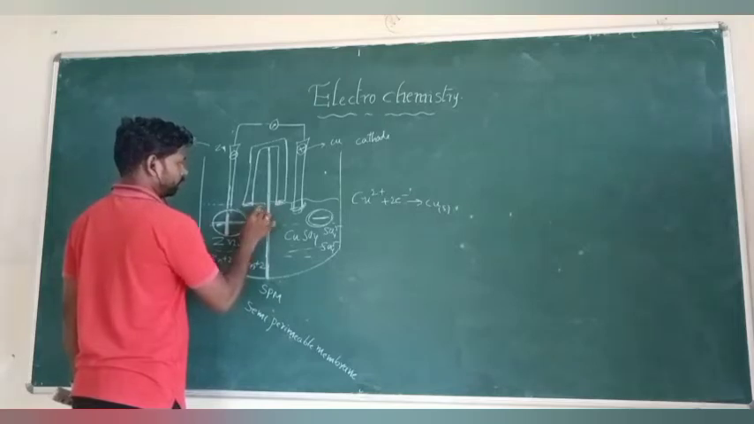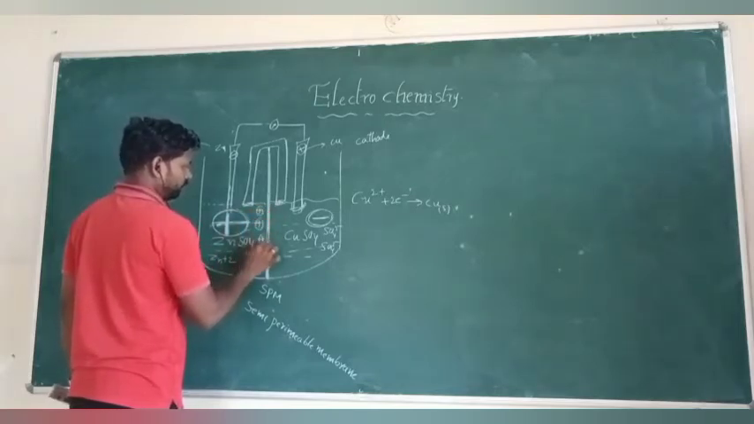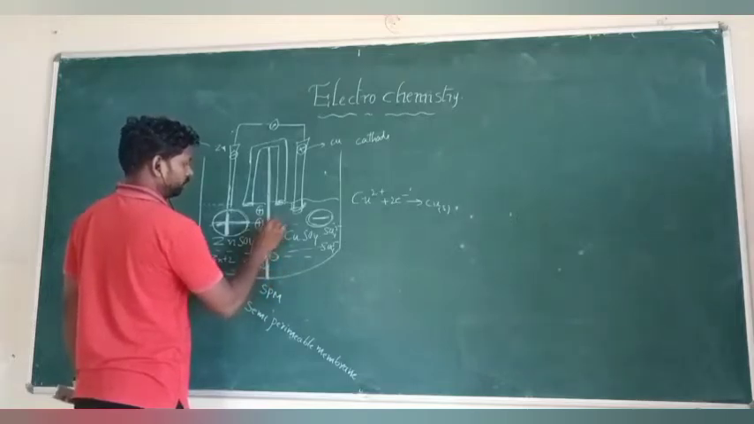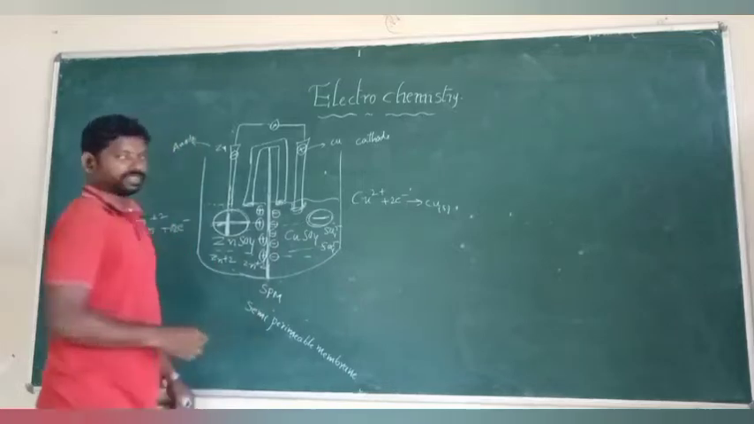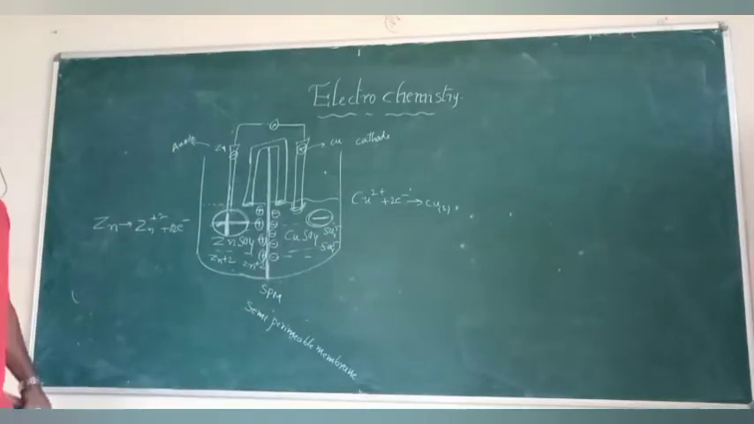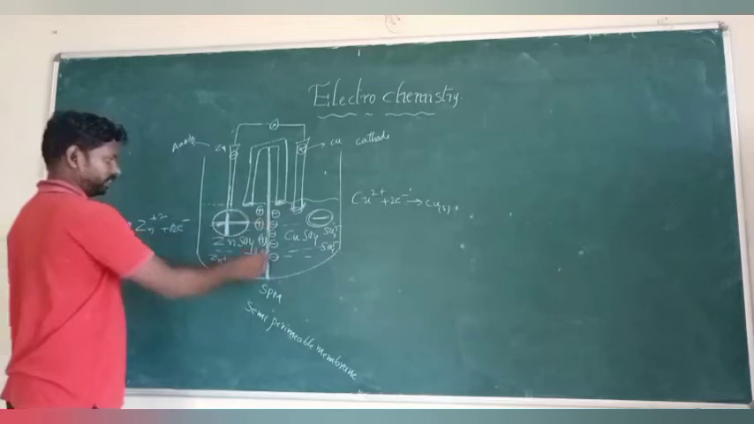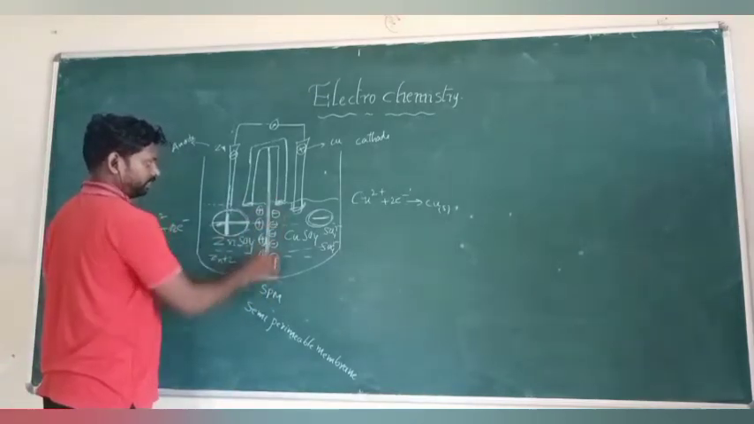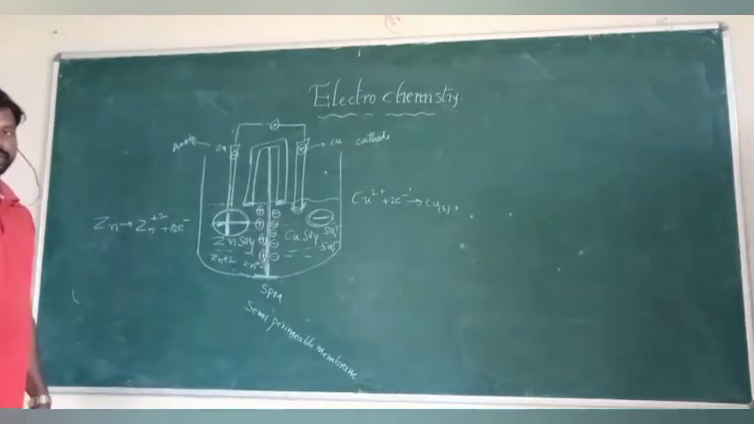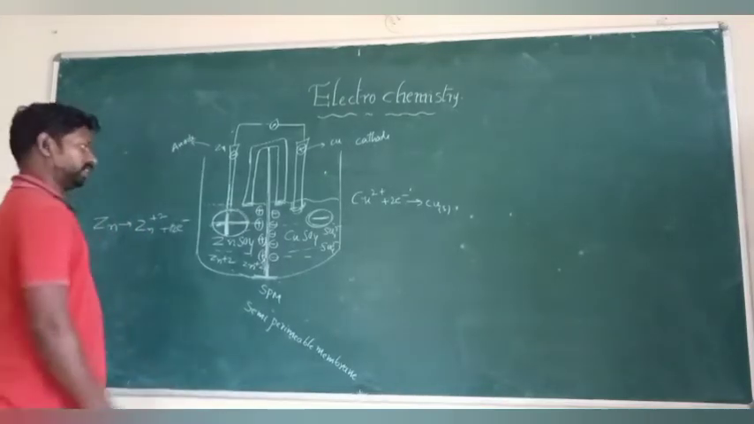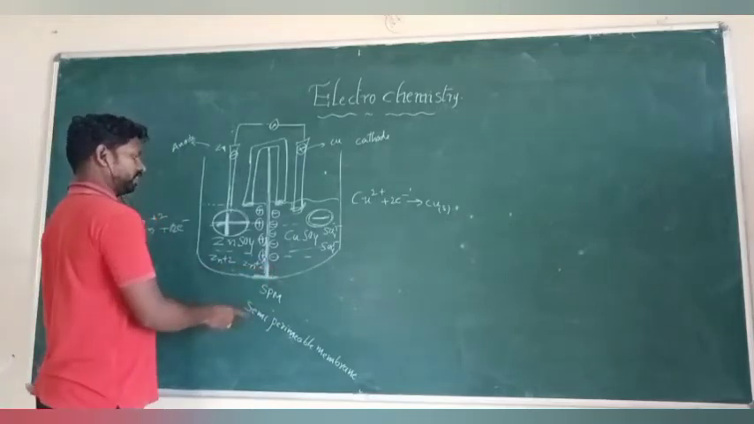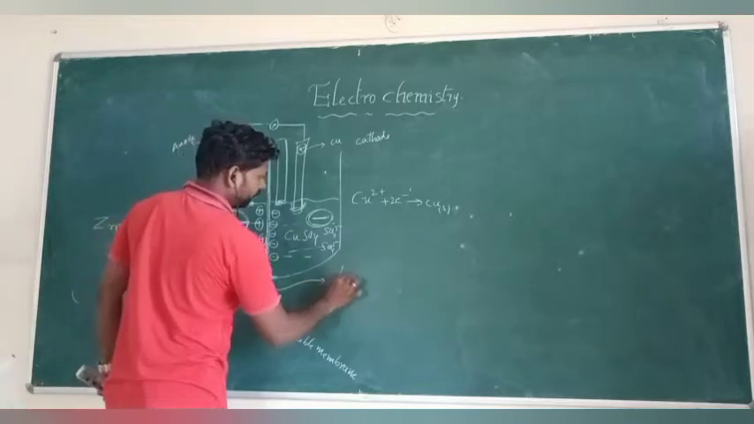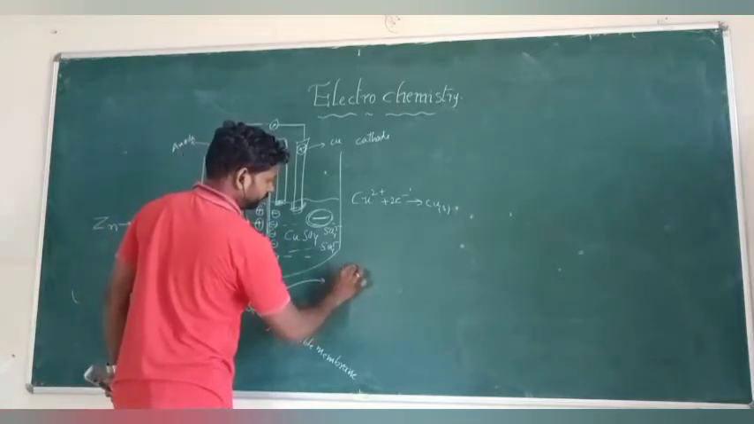Here all the positive charge ions come here, and then all the negative charge ions come here. There is an attraction force between the negative charge and positive charge ions. At the junction, a potential difference is generated. That potential difference we call liquid junction potential.